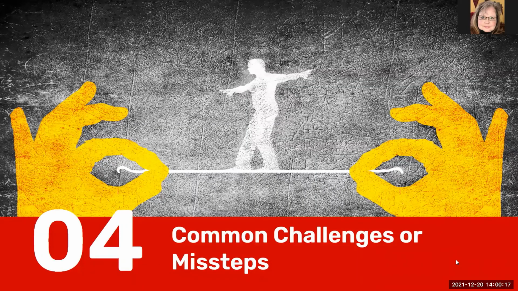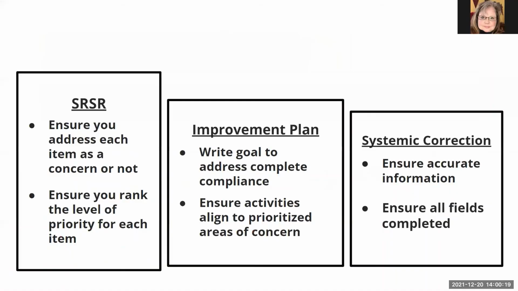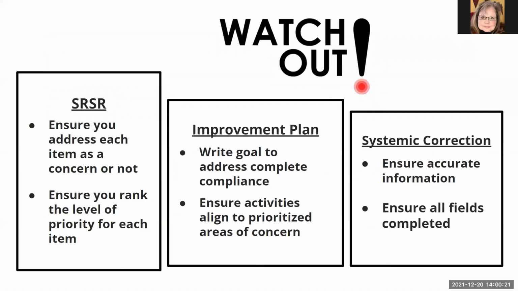All right, let's talk about a few common challenges or mistakes that districts make. With the self-review summary report, please make sure that you address each item and mark it as either a concern or not a concern. So you need to make sure that you're answering each of the prompting questions with a response, and then you have to identify whether or not it's a concern. If it is an area of concern, you have to rank the level of priority for each of those items.